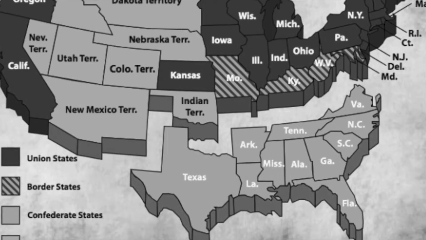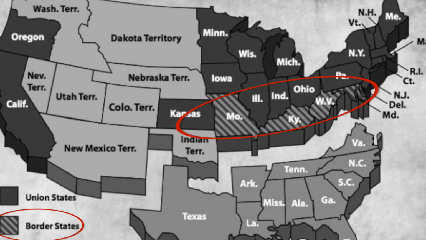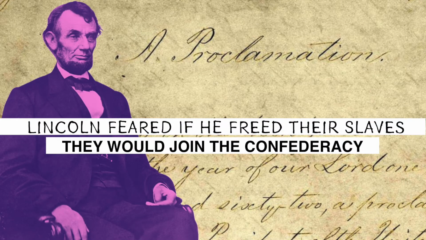What's confusing about the Civil War is that there were 5 states that had slavery but that fought on the side of the Union and who did not join the Confederacy. These were known as the border states. Since these border states still had slaves but sided with the Union, Lincoln could not afford to lose them, and he feared that if he freed their slaves, they would join the Confederacy. Therefore, when he issued his Emancipation Proclamation, it did not free the enslaved peoples in the border states.